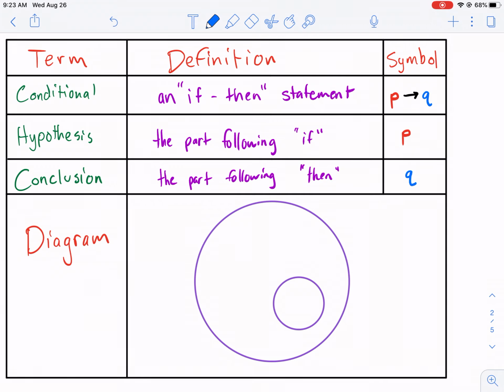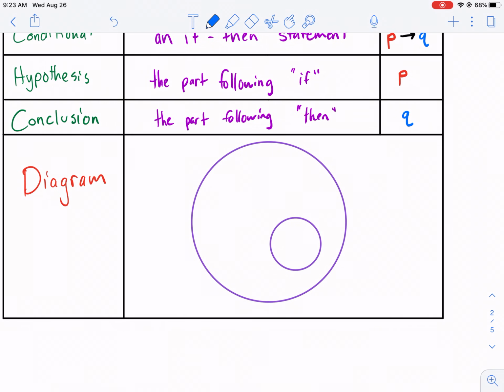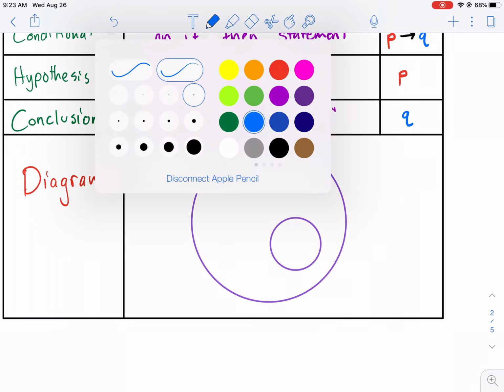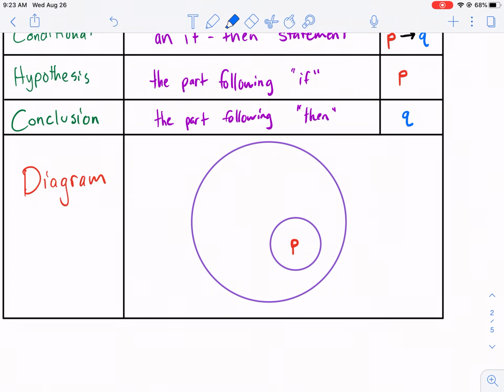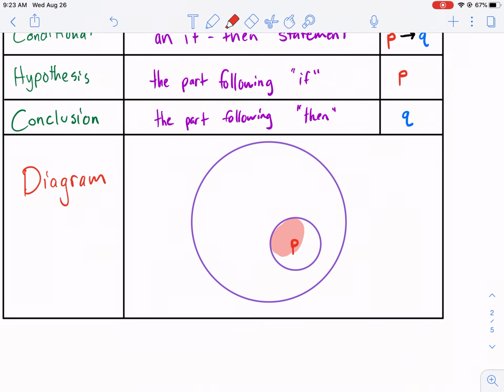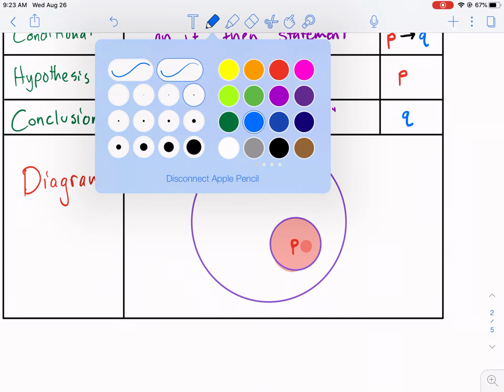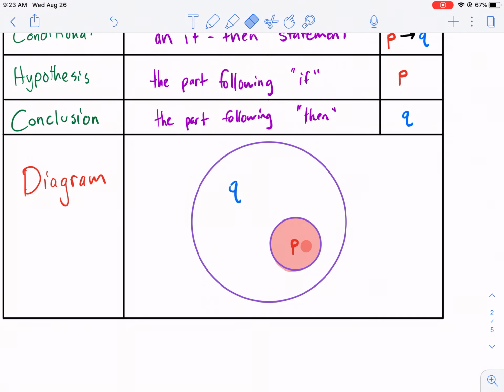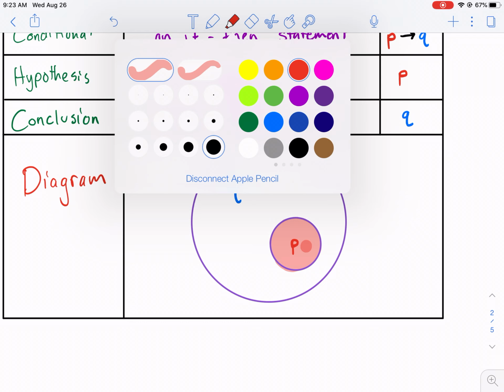Okay. Now we're ready to put it into a diagram. So what do we do with this diagram? Well, we're going to use P and Q, and we need to give a demonstration of which one belongs to which. So here we're going to put P here, and I'm going to color this red as a highlighter. So this is my P. P is a circle inside a bigger circle. So P is a part of something bigger. What is that bigger thing it's a part of? It's part of Q. It's part of the conclusion.